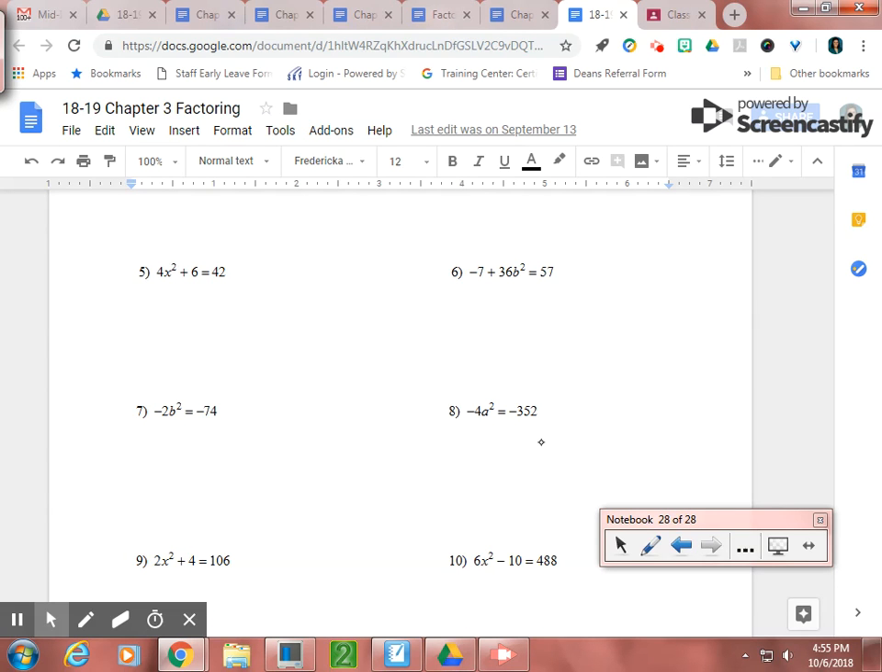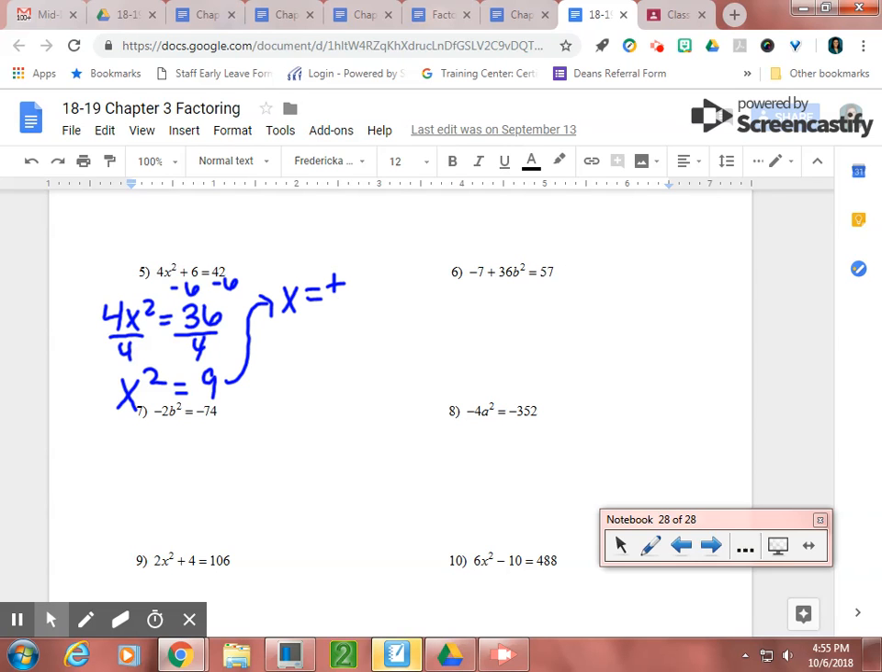So now I want to get these by themselves, to get the x by itself. So the first thing that I want to do is subtract 6 to the other side. So now I have 4x squared equals 36. Then divide by 4. So you could divide this and get 9. Or you could factor both of them down if you wanted to, do the square root of both of those and then simplify later. Either way will work. So then x is going to be plus or minus the square root of 9. Well, the square root of 9 is plus or minus 3.